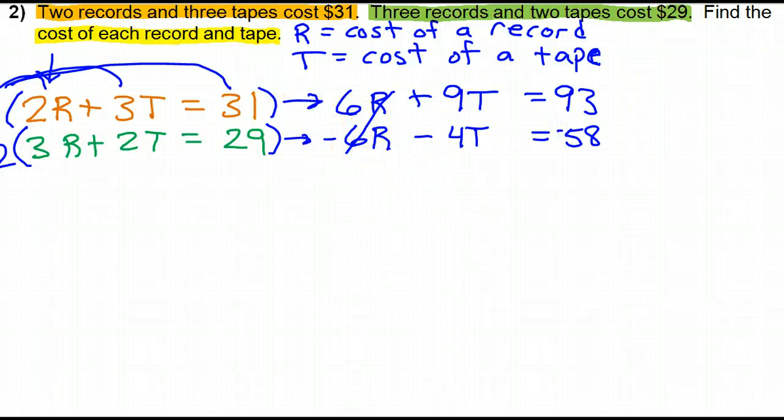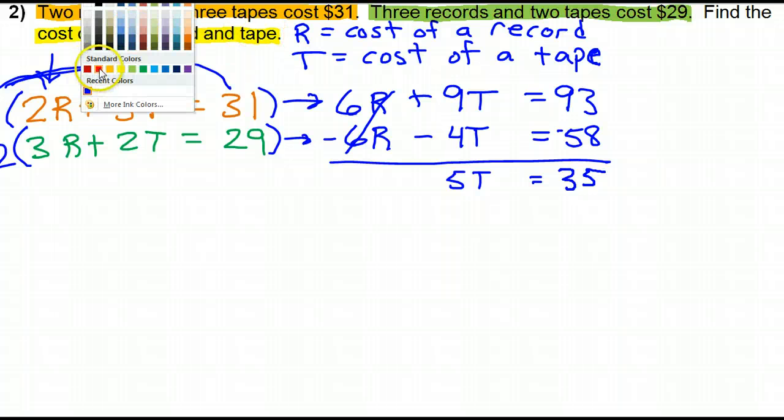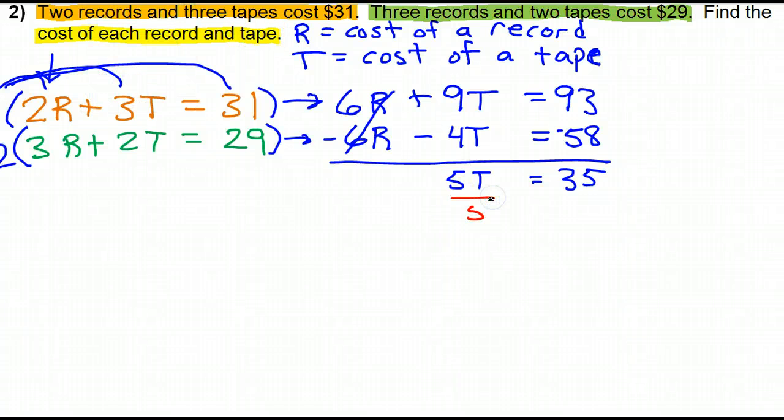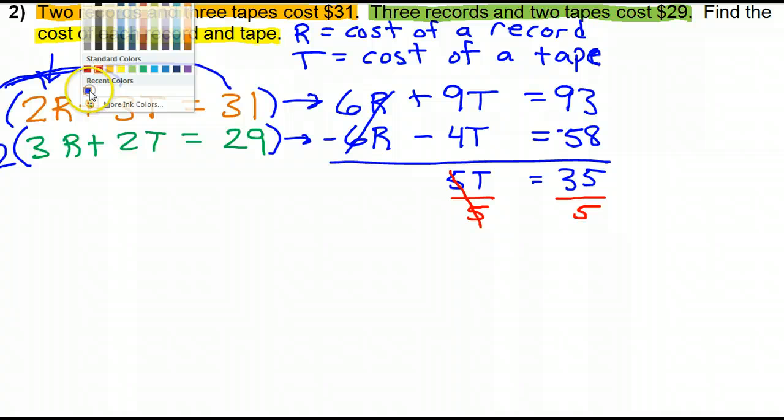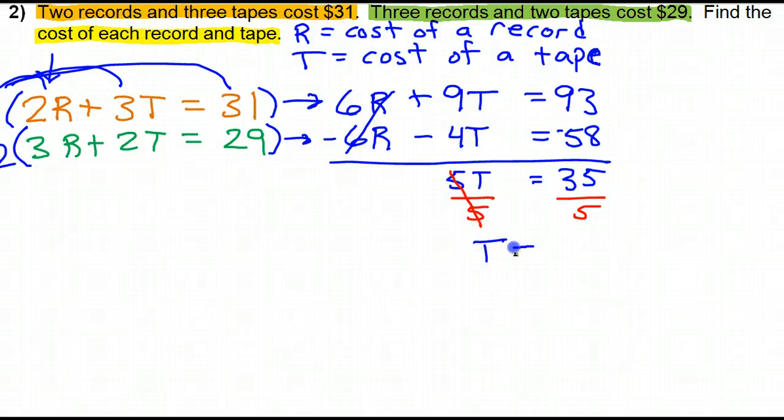So now we can go ahead and combine like terms. Of course, these are opposites just like we wanted, so they cancel. 9t minus 4t is going to be 5t equals 35. Dividing both sides by 5, we find that t is equal to 7. Okay, so that means a tape costs $7.